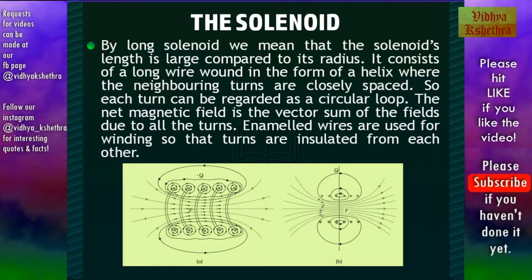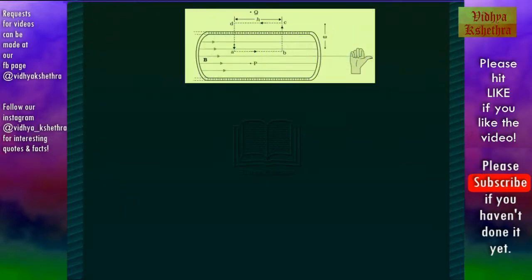This figure shows the solenoid. In figure A is shown a stretched view of the solenoid. We can see that the magnetic field is along the axis of the solenoid. And in figure B, the whole magnetic field lines due to the finite solenoid are shown.